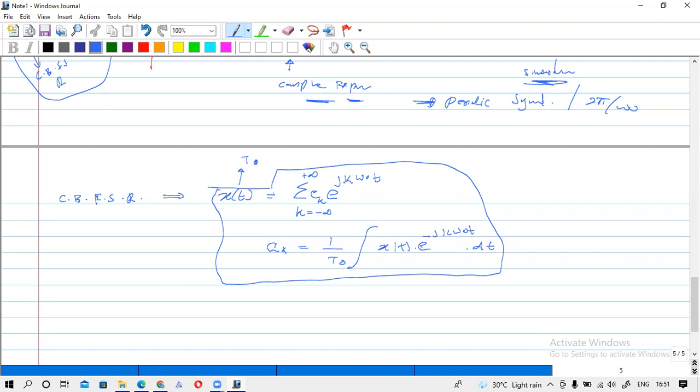Okay, so this k is an integer. That may range from minus infinity to plus infinity, including 0, maybe -1, -2 up to infinity, and +1, +2, +3 up to infinity. So this k is an integer value. This Ck is given by this integral, and this integral should be done within one period. So this is the complex exponential Fourier series representation.